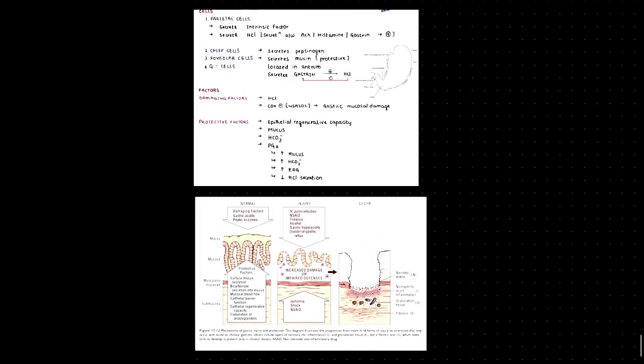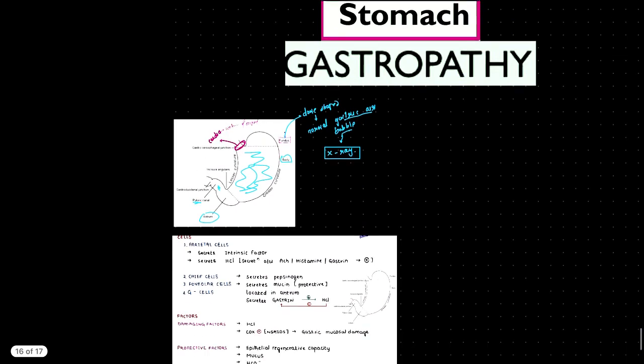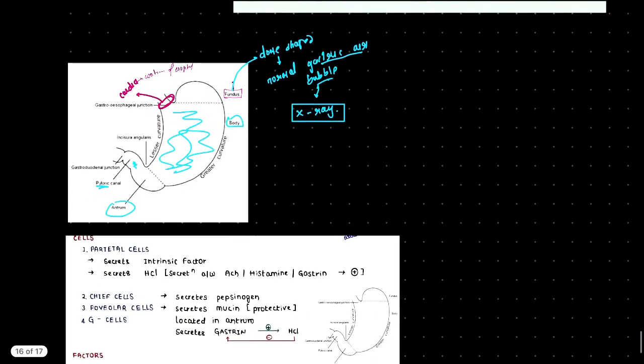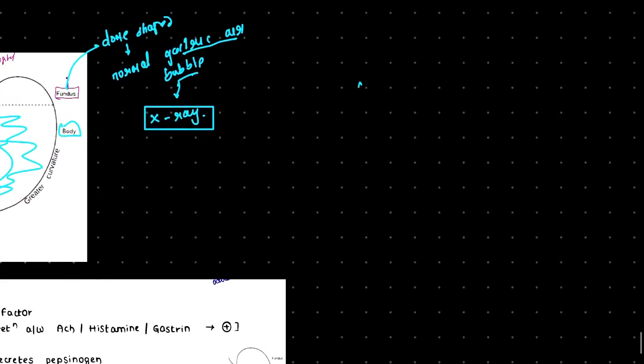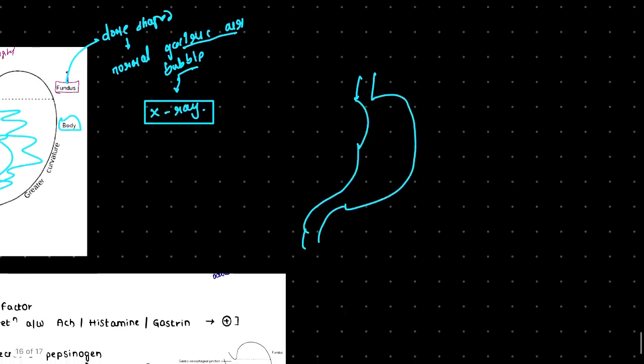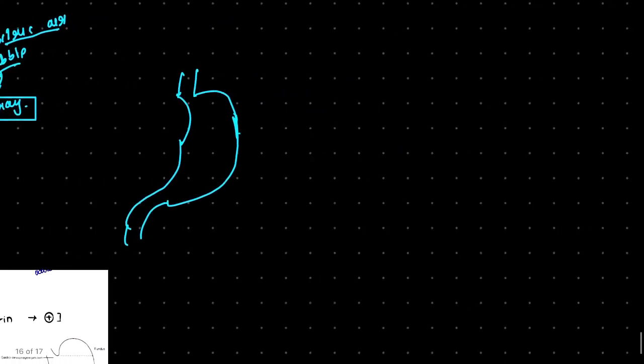So now that we know about the stomach and its defensive and damaging factors, I would like to take you toward the condition in which we will differentiate gastritis and gastropathy. Such as, this is our stomach. Here is our mucosal lining, our mucosa.